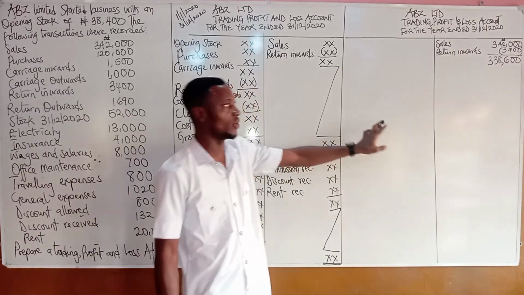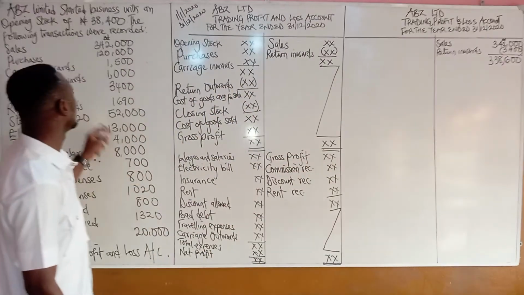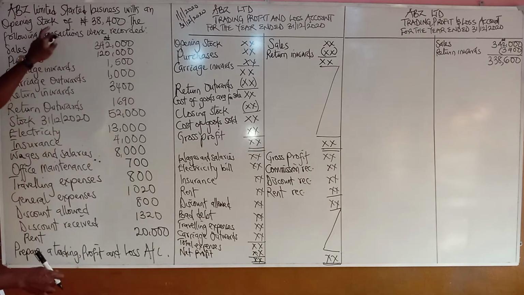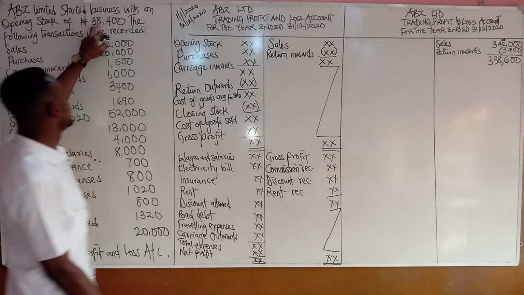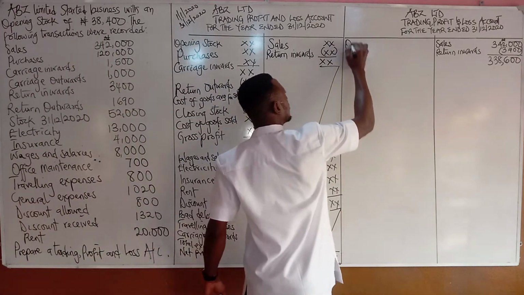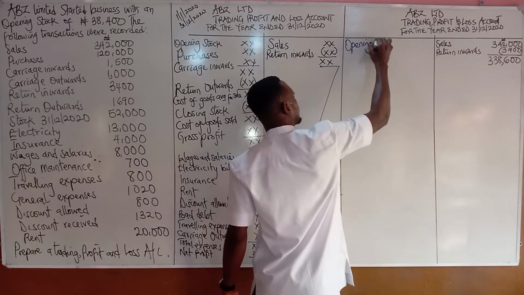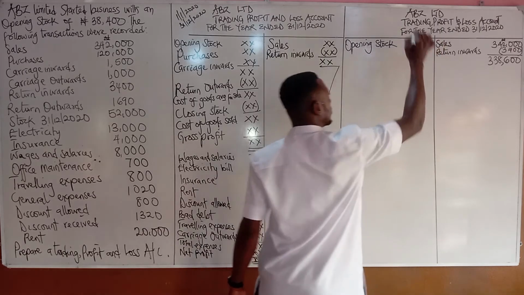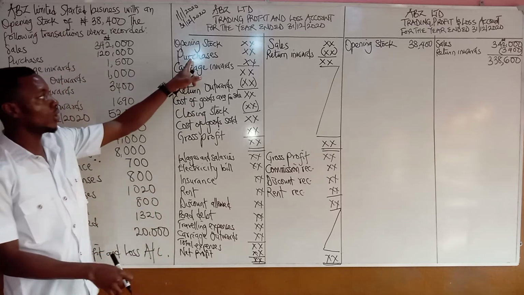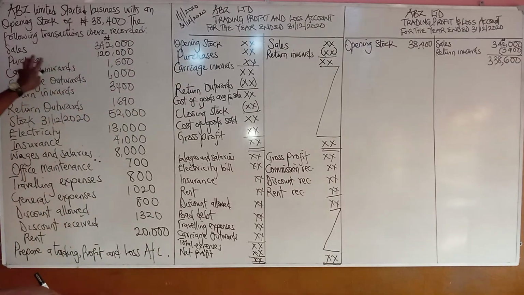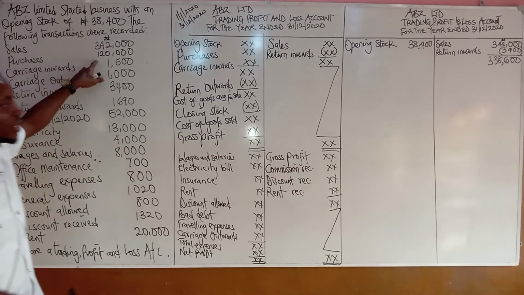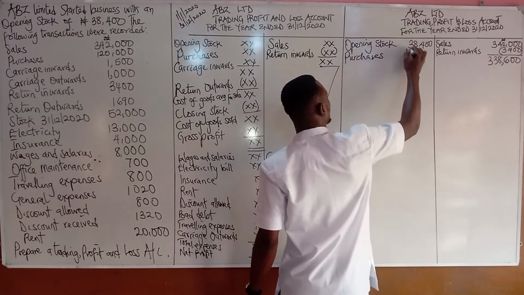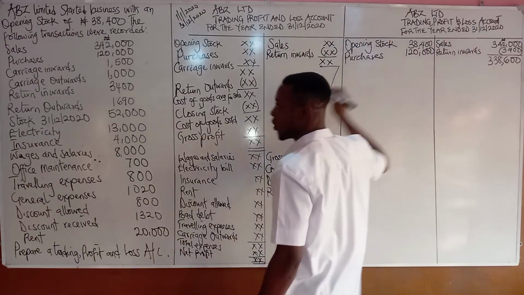Now follow me to the debit side. We said we always start with what? Stock. Now let's look. On the question, it said ABZ started business with an opening stock of 38,400, meaning this is my opening stock. So I have opening stock 38,400. Do we understand? Now the next thing is what? Purchases. Let's look under our particulars if we have purchase. Sales, purchase, yes, 120,000. So we have purchases 120,000. Great, we are making progress.